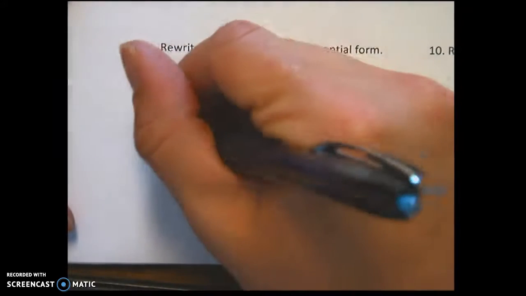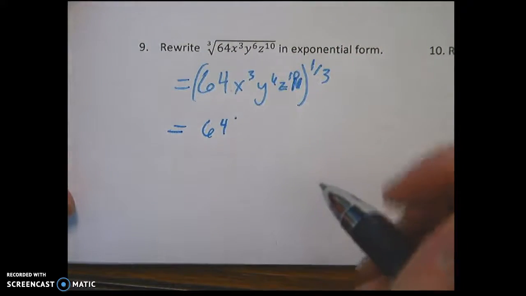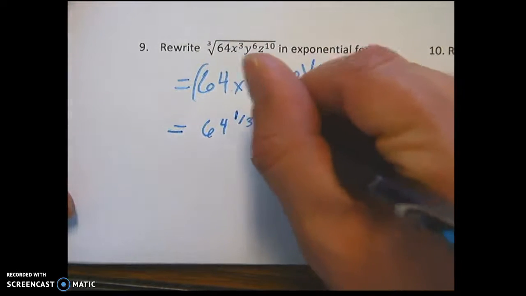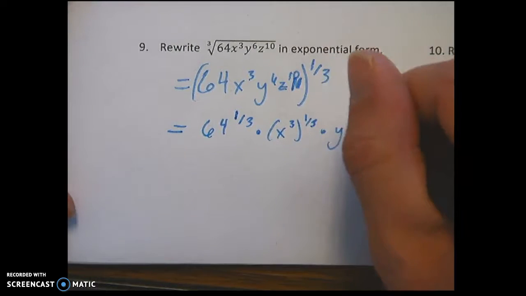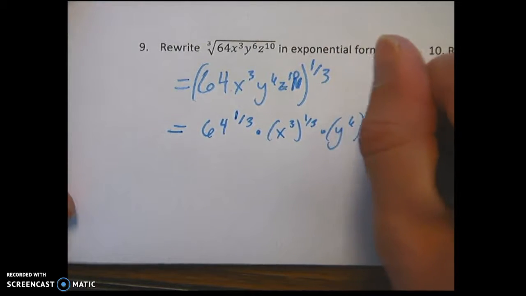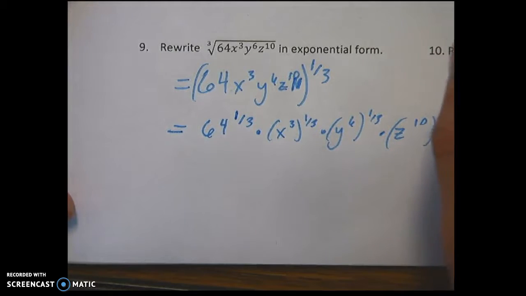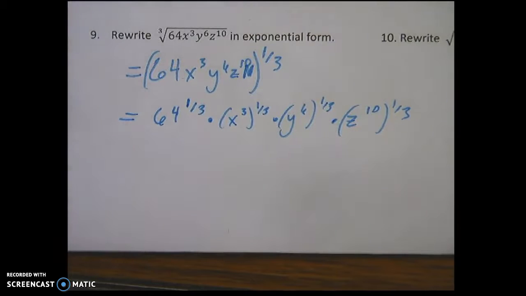So you can rewrite that further as 64 to the 1/3 power times x to the third to the 1/3 power times y to the 6th to the 1/3 power times z to the 10th to the 1/3 power. And what you need to remember to be successful here is that whenever you have an exponent raised to an exponent, you simply have to multiply.